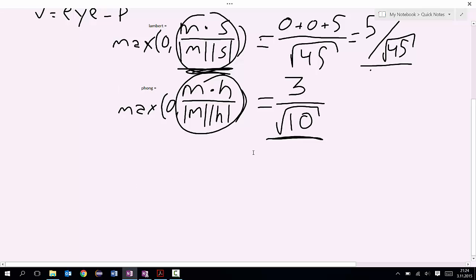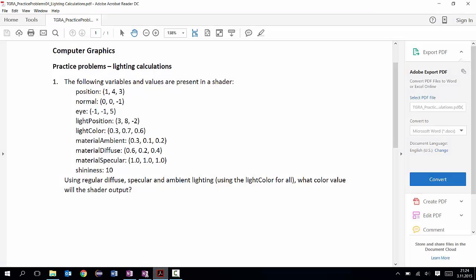So what we're going to need here, so we're asked about the color value, and we're going to need to really calculate the color values independently, the red, the green, and the blue. Inside our shader, we'd simply take the vectors and multiply them together. But here we're going to need to find each value independently. So let's start with the red value.